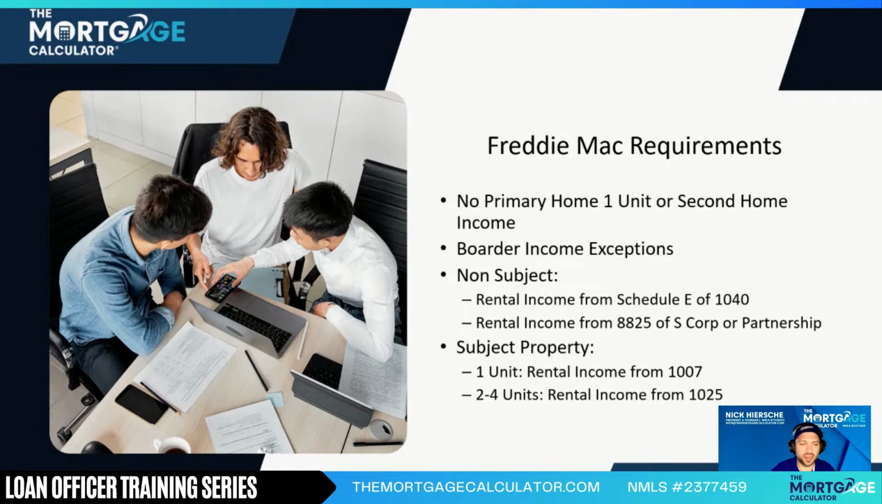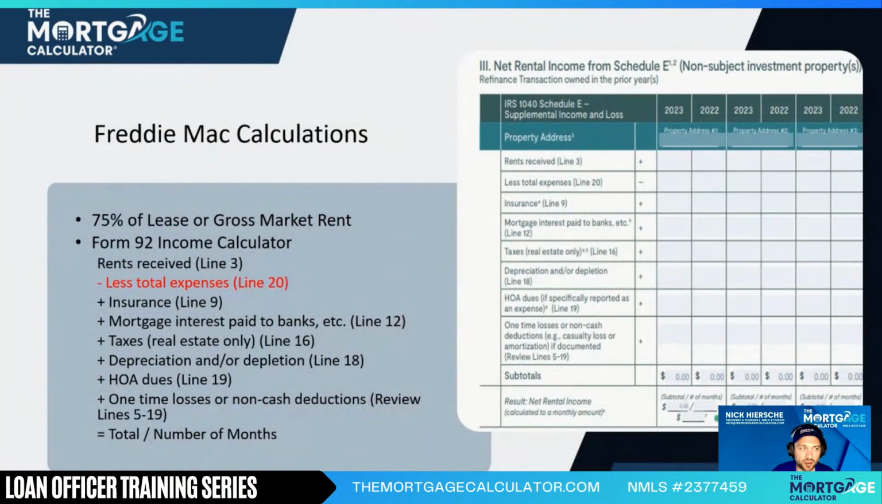And same thing as all the standard conventional, we're going to use rental income off of Schedule E or rental income from an 8825. And if it's a subject property, same thing. We're going to use a 1007 if it's 1 unit or 1025 if it's 2 to 4 units and use that rental income market rent estimate there. The calculator looks a little bit different. It's called a Form 92.